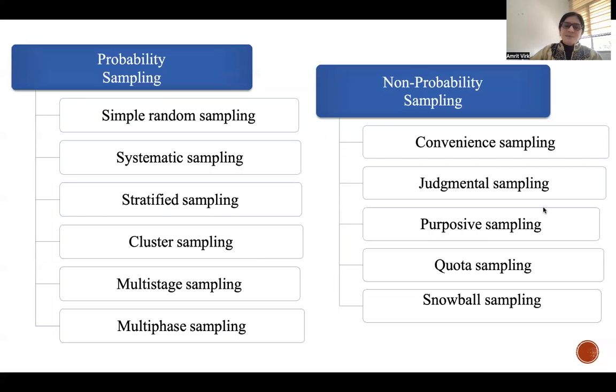Under the probability sampling techniques, we have simple random sampling, systematic sampling, stratified sampling, cluster sampling, multi-stage and multi-phase sampling. And among the non-probability sampling techniques, we have convenience sampling, judgmental sampling, purposive sampling, quota, and snowball sampling.